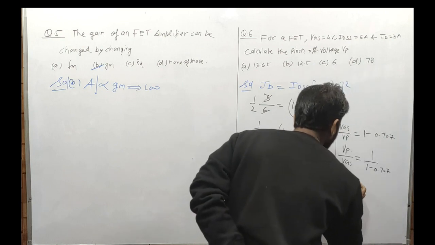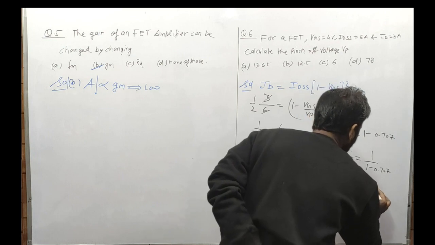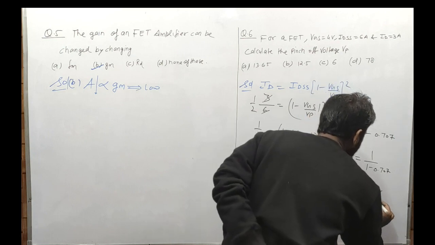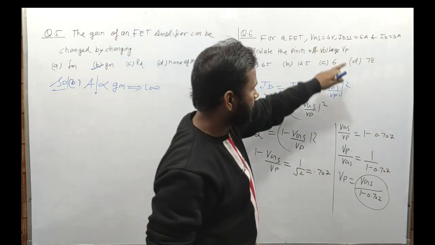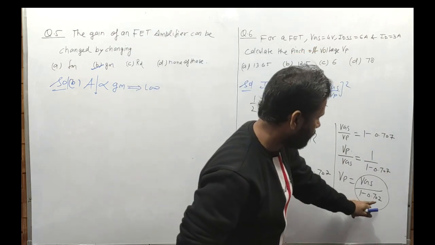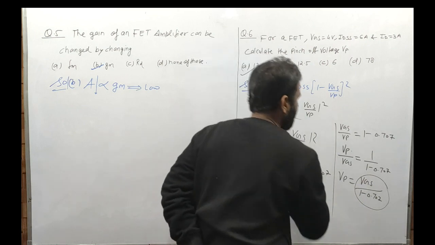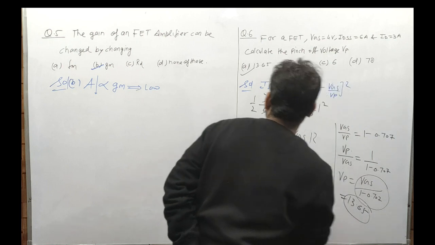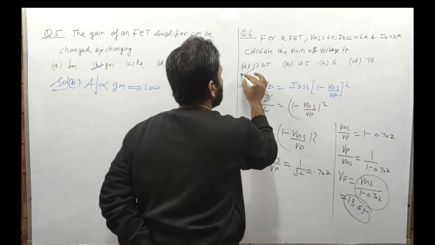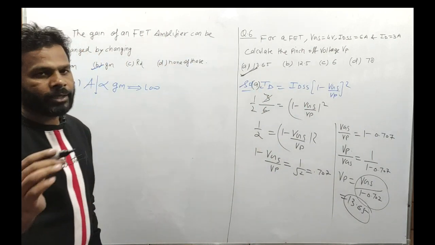Then we require VP, so VP equals to VGS upon 1 minus 0.707. Now put VGS equals to how much? VGS is 4 volt, then 4 divided by 1 minus 0.707. This comes out to be 13.65 volts. So for this question, the correct answer is A. क्लियर है यहां तक? नेक्स्ट क्वेश्चन देखते हैं.